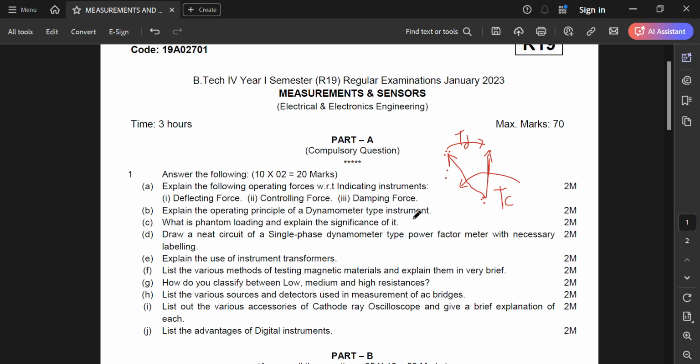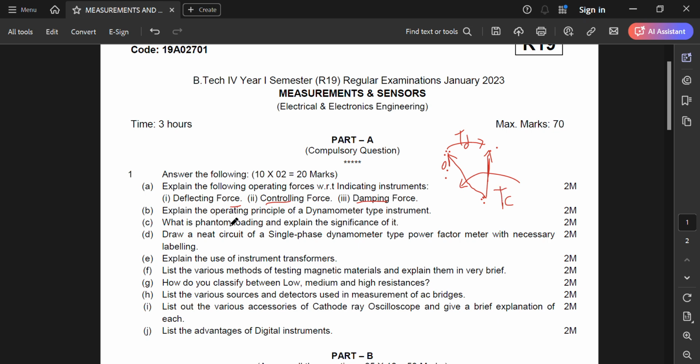The force which is required to move the pointer from the initial condition 0 to the final deflection position is called deflecting force, then controlling force and damping force. Damping force is required to reduce the oscillations of the system.